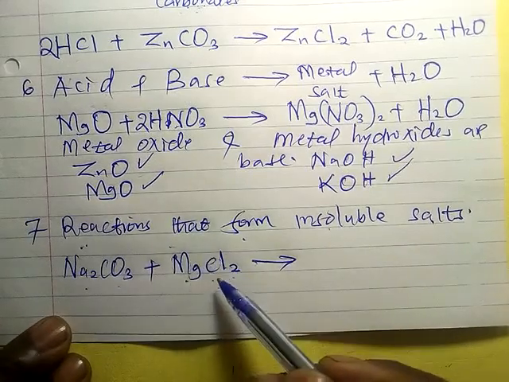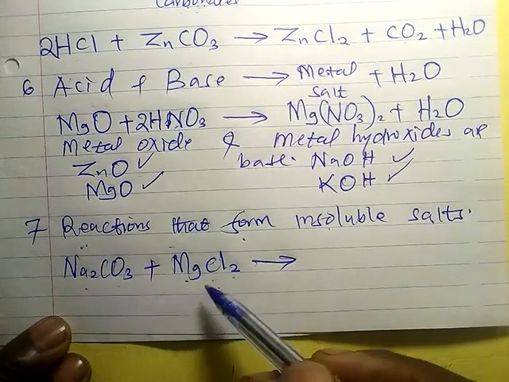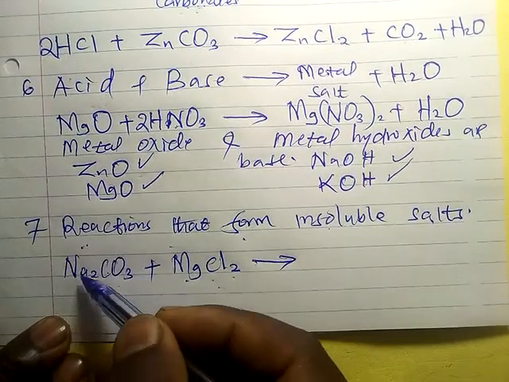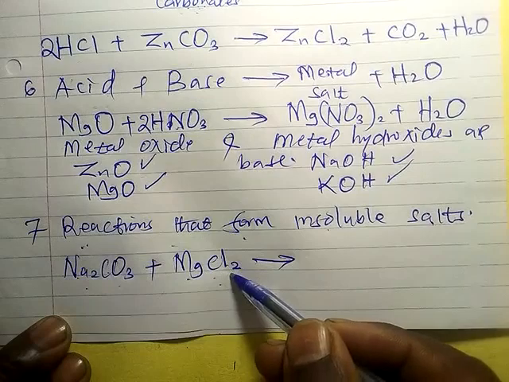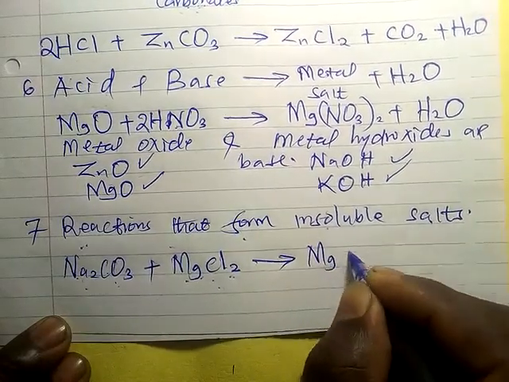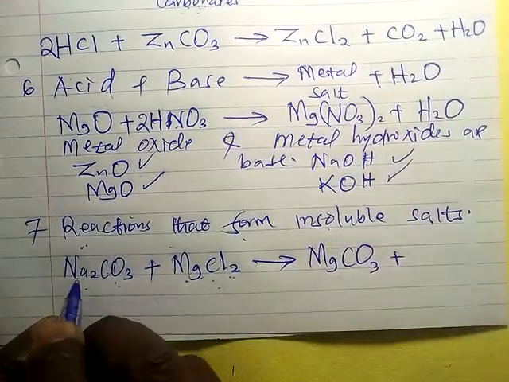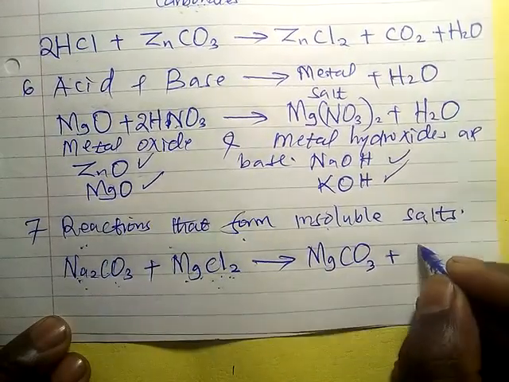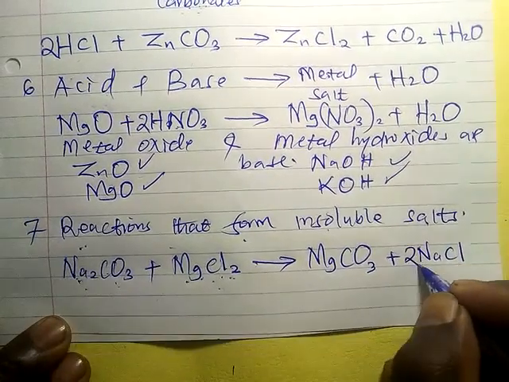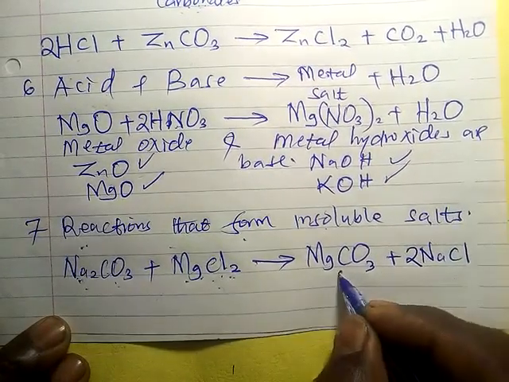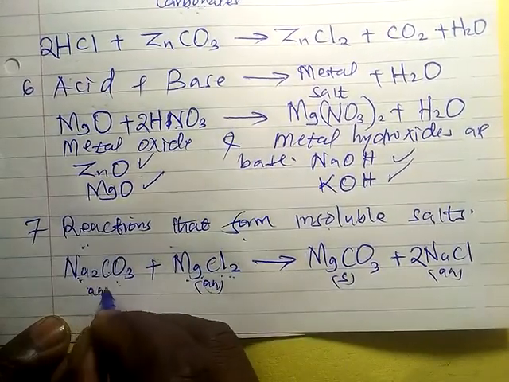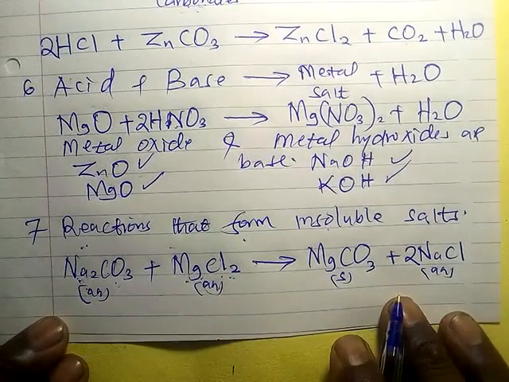Therefore, they will change the cations and the anions. The cation this side will take the anion this side, and the cation this side will take the anion this side. So this one is going to form magnesium carbonate plus sodium chloride. Then we will put 2 here to balance the equation. This one is a solid, this one is aqueous. So this is how it's going to react.